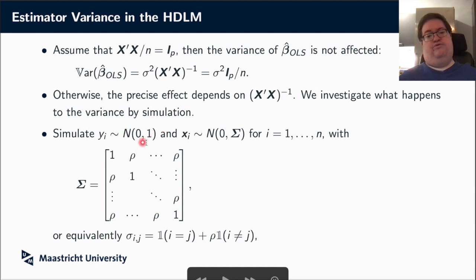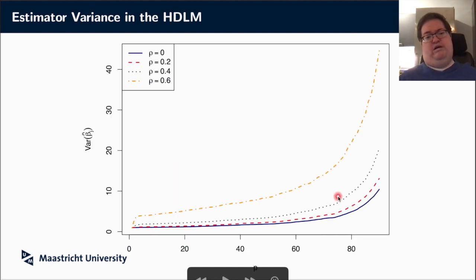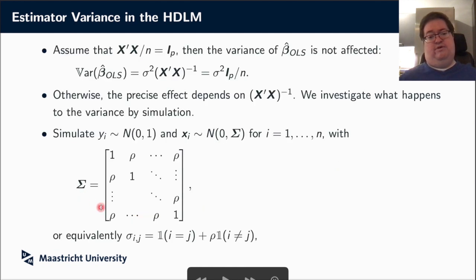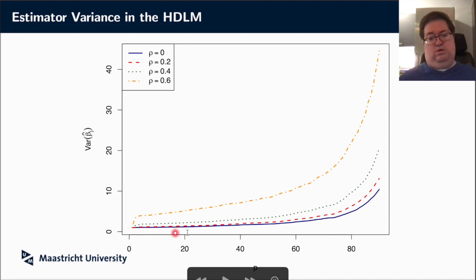And I'm going to simulate my y's just as standard normal. So basically, I'm going to simulate a regression model where all the coefficients beta are equal to 0. Then if I do that many times, I can simply record what the variance is for all of these settings. I'm going to let my dimension p increase. I have n observations, and I'm going to take n equal to 100. So n is 100, and p is going to increase from 1 up to close to 100.